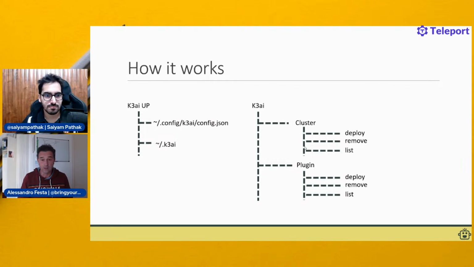Then all you have to run is basically two actions. So there's K3ai plus the command, what you want to do: I want to operate on clusters, or I want to operate on plugins. Then the action along with that: I want to operate on clusters and I want to deploy a cluster, or I want to operate on plugins and I want to deploy a plugin, or remove, or list. So it's pretty easy, it's pretty logical. It always follows the same logic, so you learn once, you reuse multiple times. And from there, you go up and running.